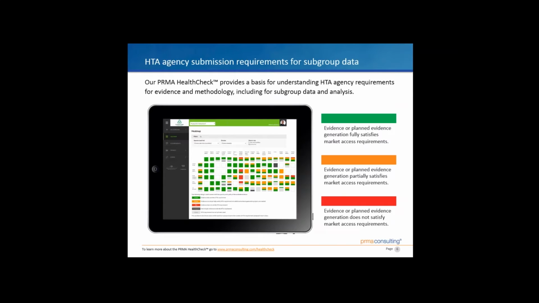As with the previous webinars, the framing for the content is the actual questions and requirements covered within the HTA and P&R submissions, as well as the underlying methodological guidance. This framework, called the PRMA Health Check, is a cross-functional, collaborative, interactive strategic planning tool which ensures your market access strategy is grounded in the country-specific HTA and P&R submission requirements. With that introduction over, I'll hand over to my colleague Casey Quinn to take you through the rest of the webinar.